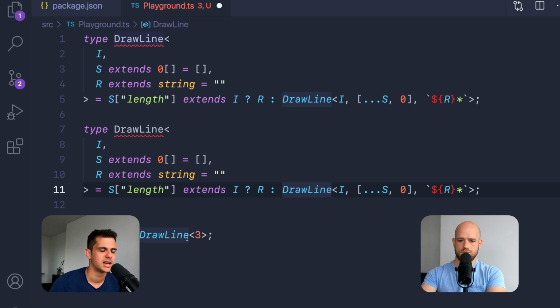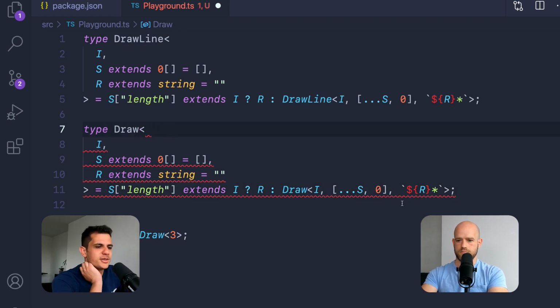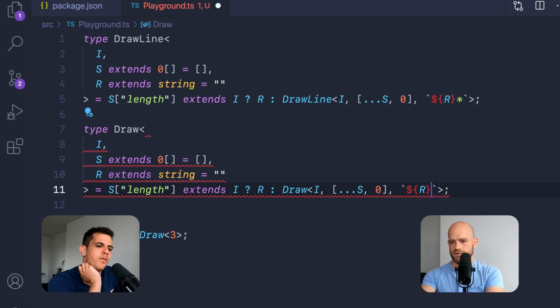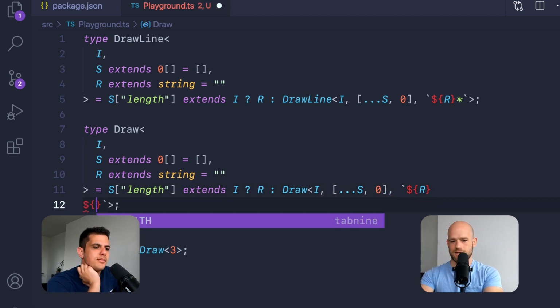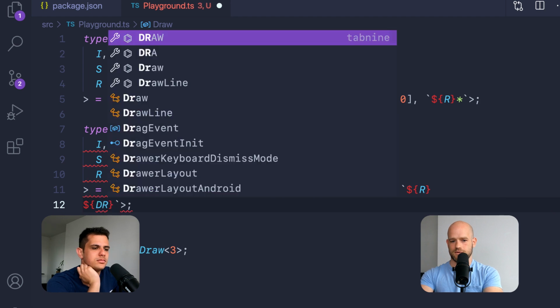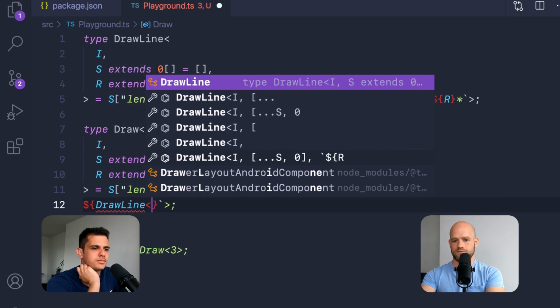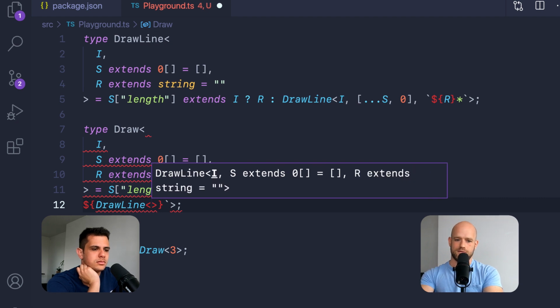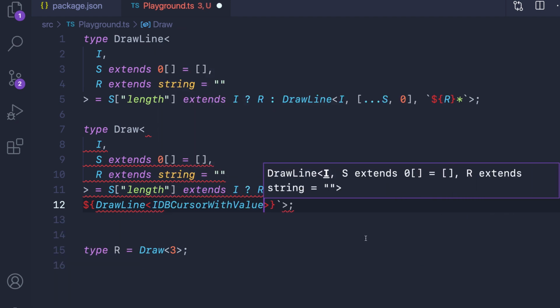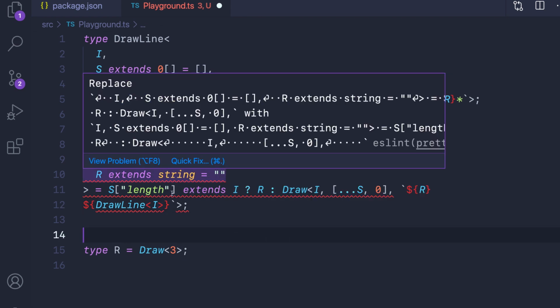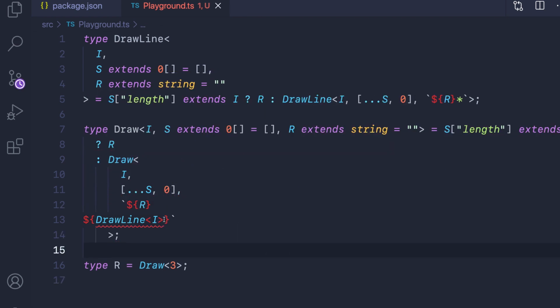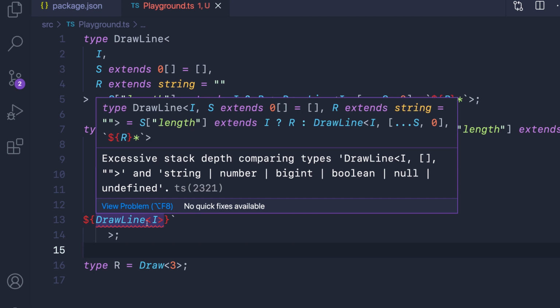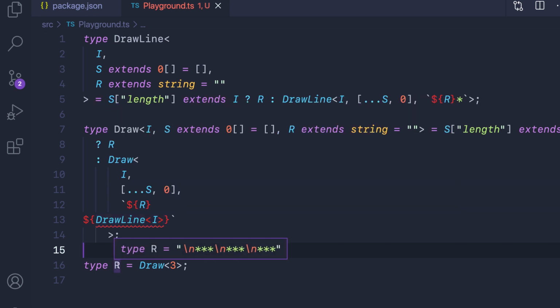Draw. I see. So now here it's the same. I see. So it's not quite recursive. But here instead of a star, it's a draw line. It's a new line, plus a new line, new line and draw line of I. Oops. We have some issue. Yes, so here you see it worked.